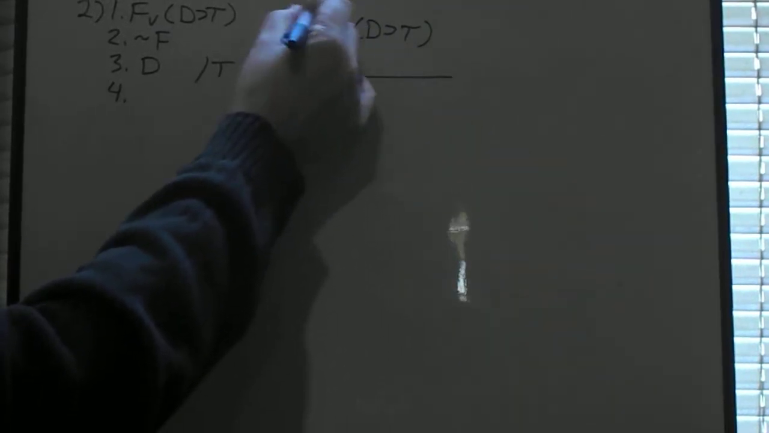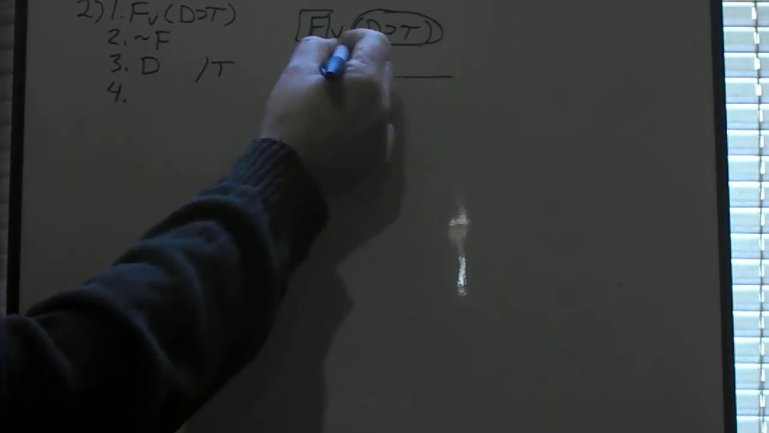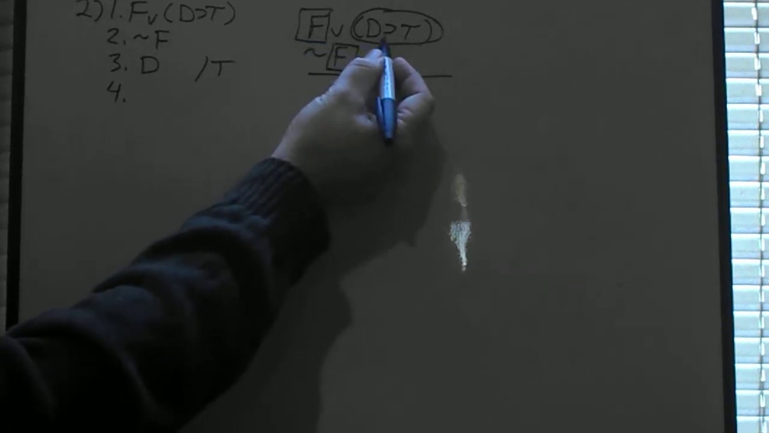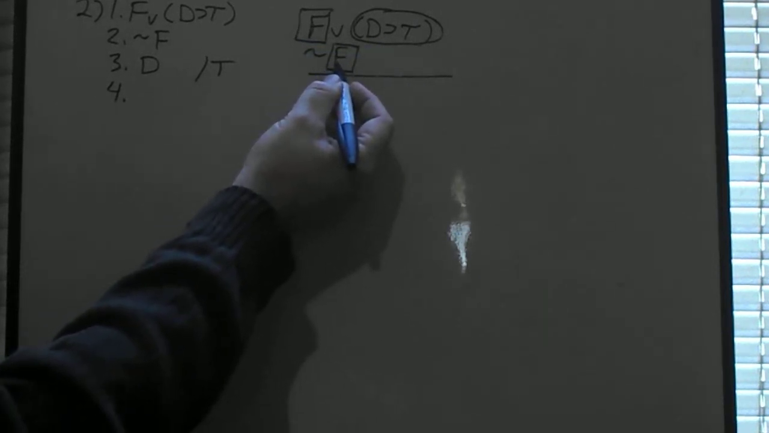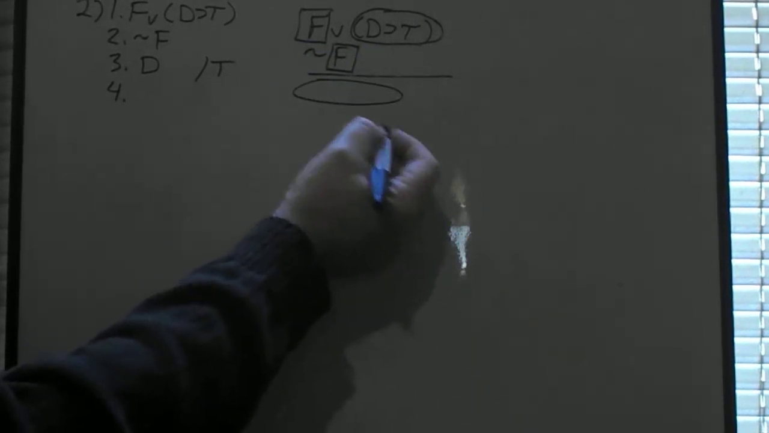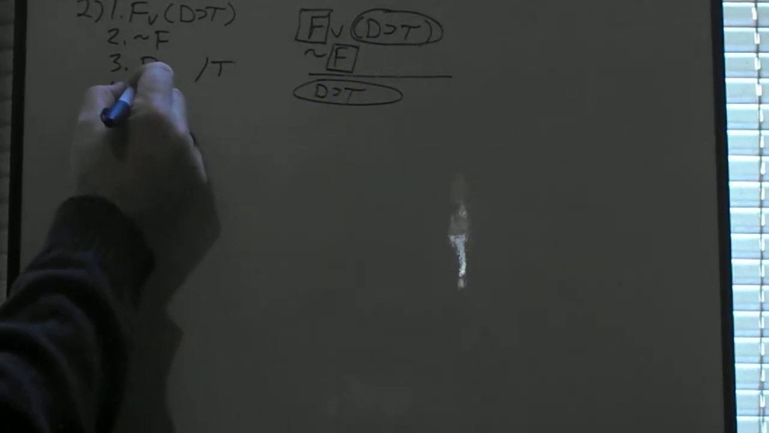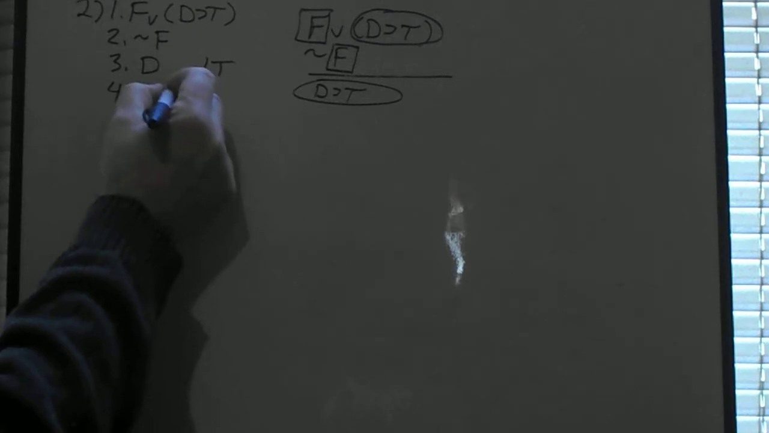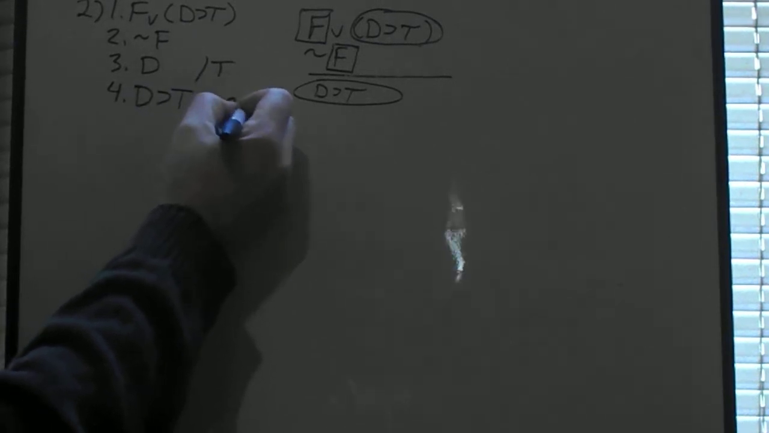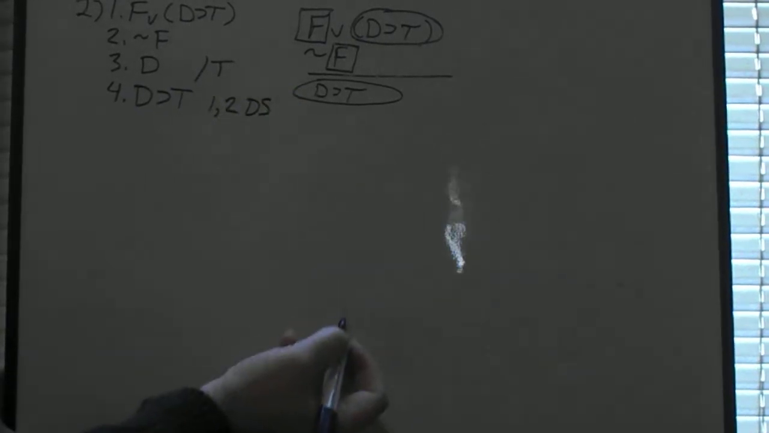So F is the square, D then T is the circle, F is the square. So it's either square or circle. It's not the square, therefore it has to be the circle, which is if D then T. So here on line 4 we've got if D then T from 1 and 2 through a disjunctive syllogism.